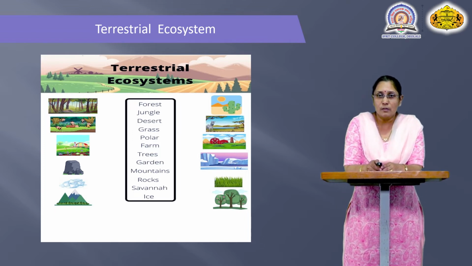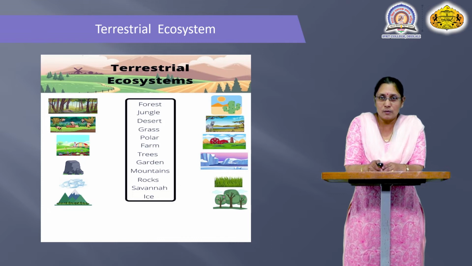So in this picture, various types of ecosystems or biomes you can see. So which are those ecosystems? You can see the forest, jungle, desert, grass, polar region, some farm, trees, garden, some mountains, rocks, savannas, etc. So these are the various factors which are included in the terrestrial ecosystem, or we can say this is how the terrestrial ecosystem is made with the help of these different factors. Here you can see the forest, the grassland, the ice, the trees, gardens, etc.